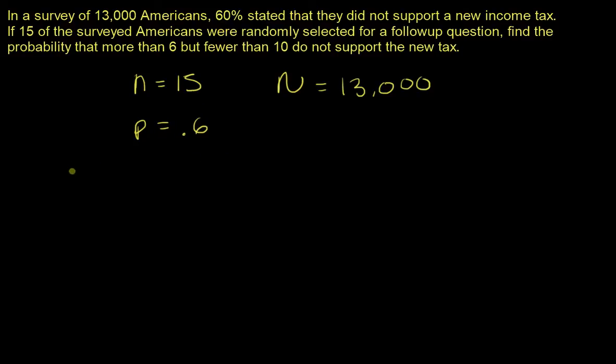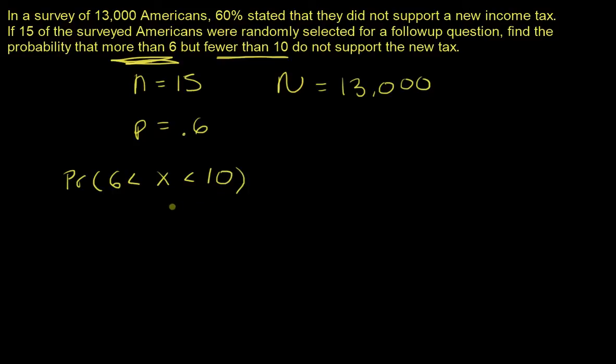All right, and so now what we're trying to figure out is the probability that more than 6, so x will be the number of people that support the income tax. Okay, so the probability that x is more than 6, the probability that more than 6 but fewer than 10 support the new income tax. So this is the probability I'm trying to figure out.